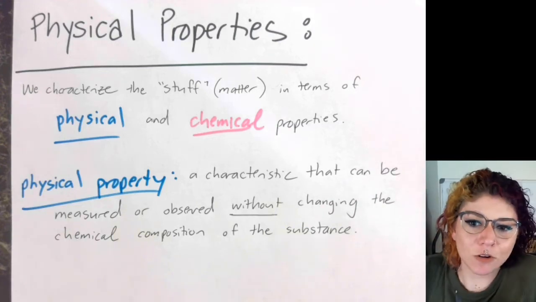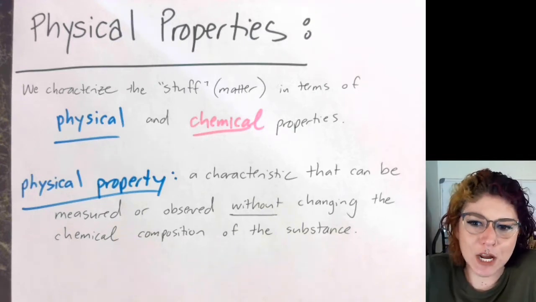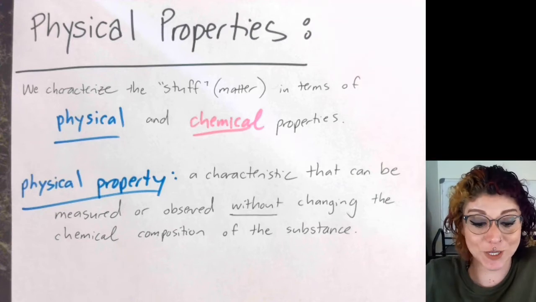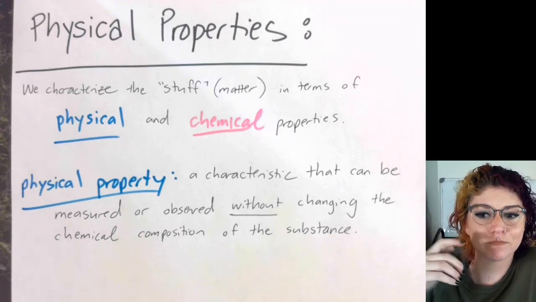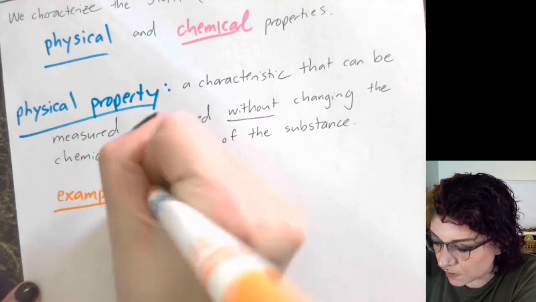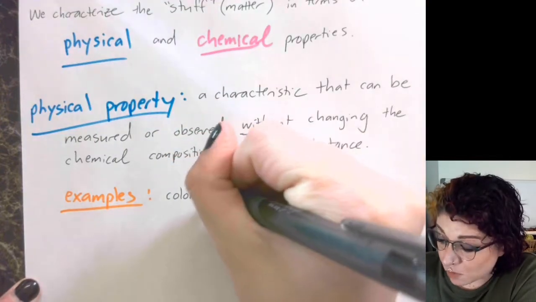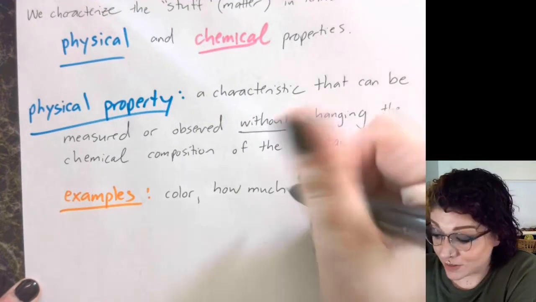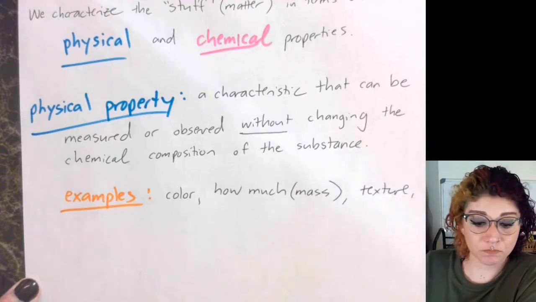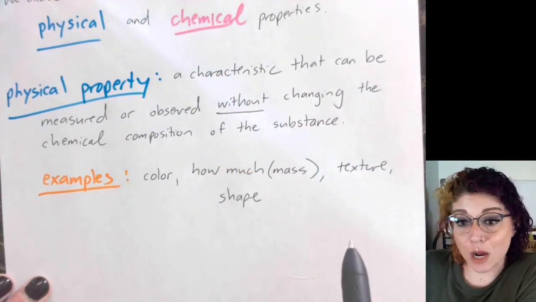What I want you to do now, thinking of this definition, is look around where you are. Find an object and try to think of some of the physical properties, some of the physical characteristics that describe that object. So some examples that you might have thought of might include the color of what you were looking at, how much there was of the object, so that's its mass. Maybe you thought about its texture. Maybe you thought about its shape. So these are all examples of physical properties.